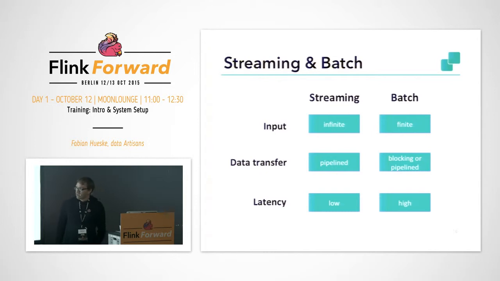For batch, you can do either pipelined shipping, so you can push the data further, or you can do a blocking connection, collecting first all the results that an operator produces and then sending everything in a batch. So there are some batch cases where you actually need blocking data exchange. You might run into a distributed deadlock if you only use pipelining, but Flink detects these cases and will automatically put a blocking connection there.